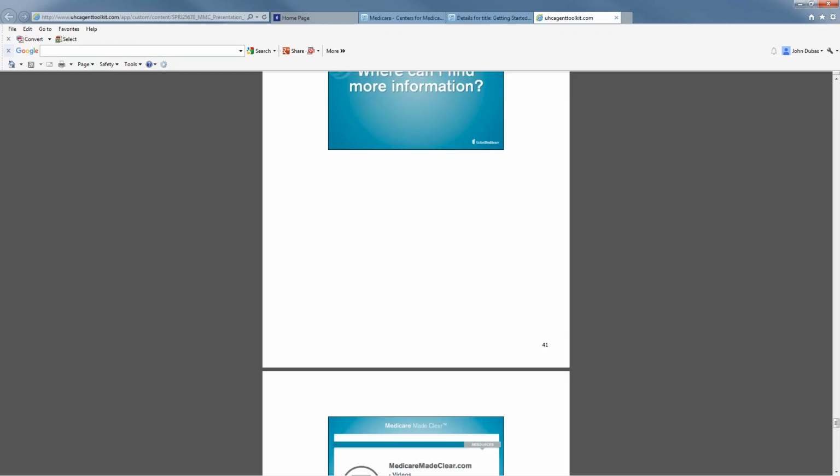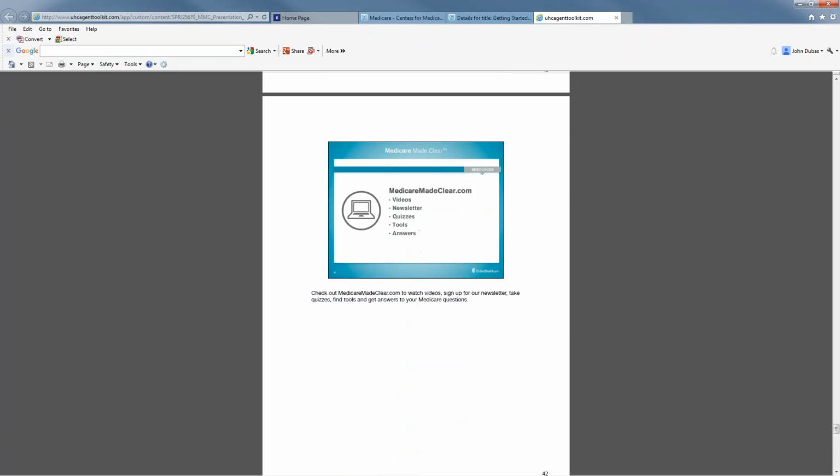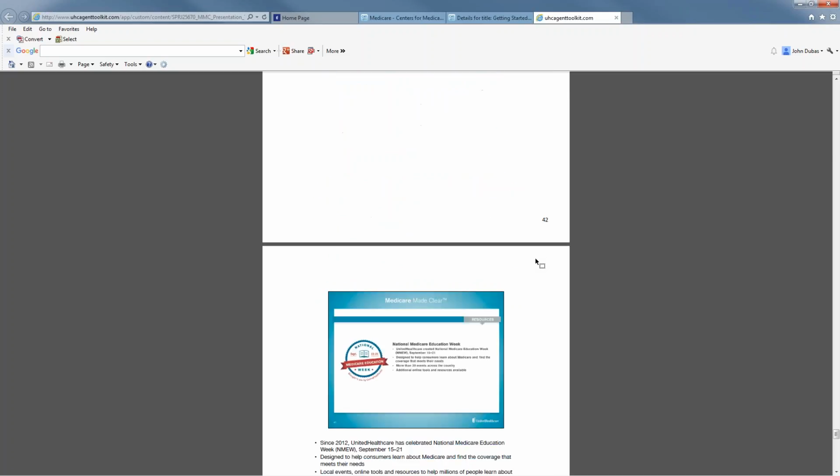So you can find information in a number of areas. MedicareMadeClear.com is United Healthcare's site with these pieces of information. As agents, we can sign up for that. They send really neat updates to you and it's a good way of accessing additional information about Medicare to stay in the loop.